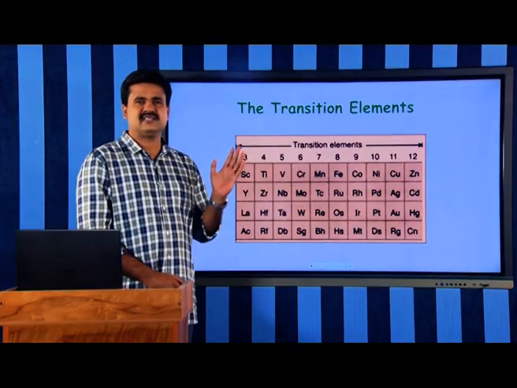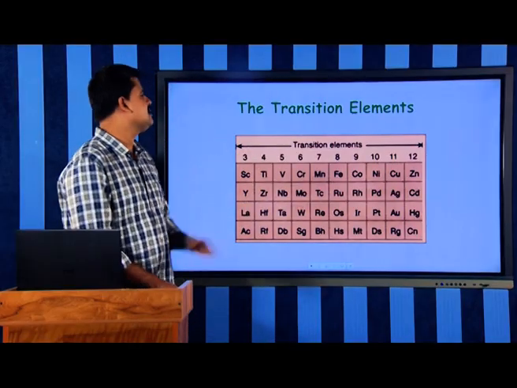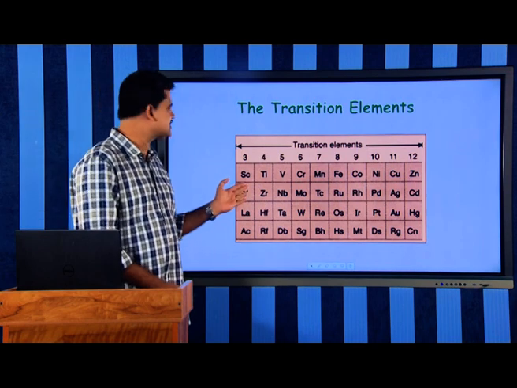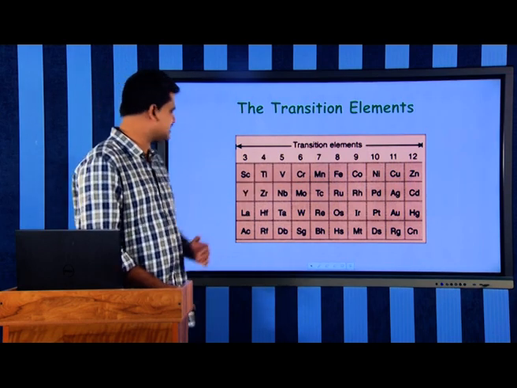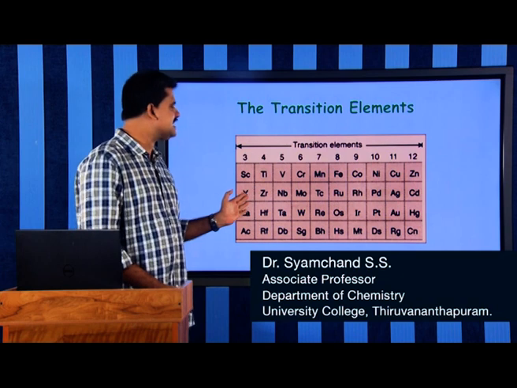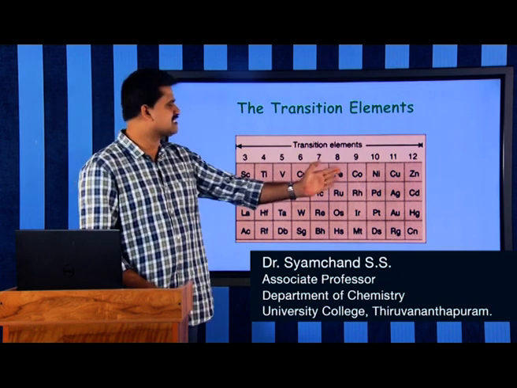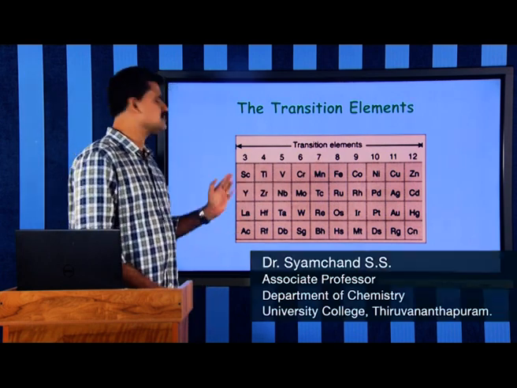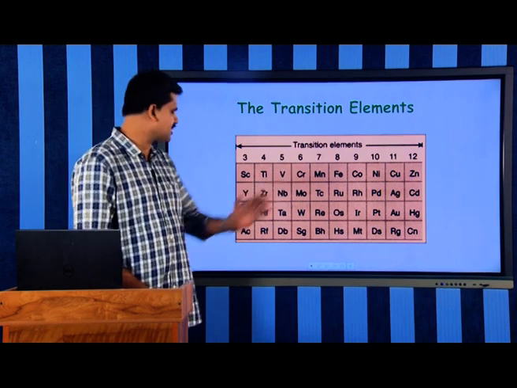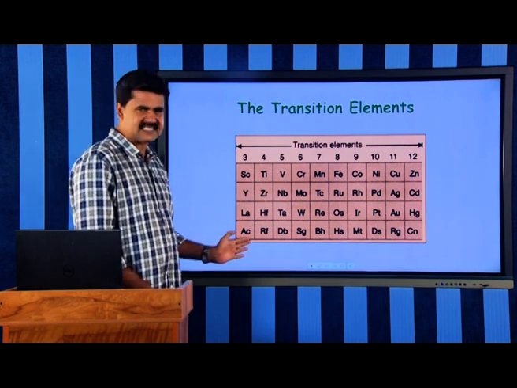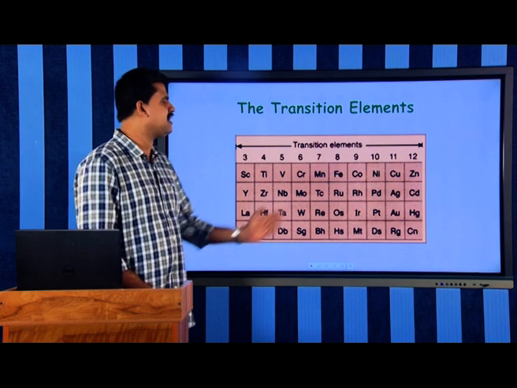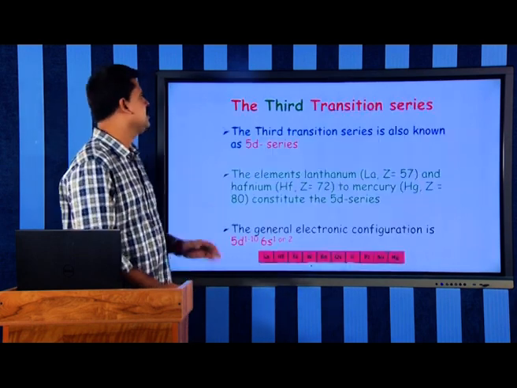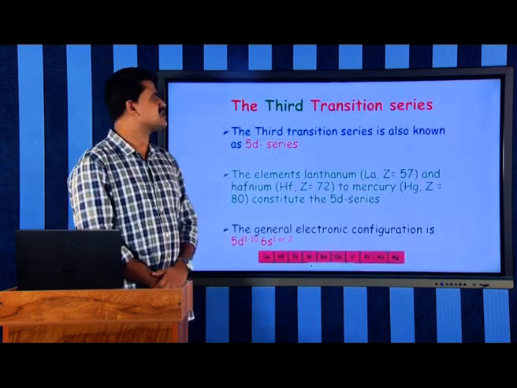These are the 40 transition elements, comprised of the 3d series beginning from scandium to zinc, then the 4d series beginning from yttrium to cadmium, the 5d series beginning from lanthanum to mercury, and the last, the 6d series, beginning from actinium to copernicium.